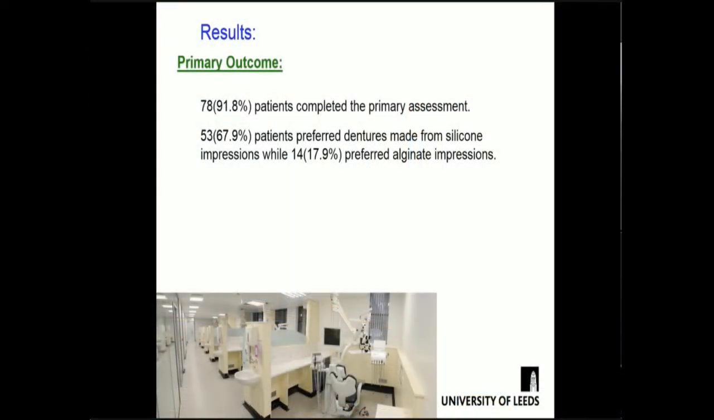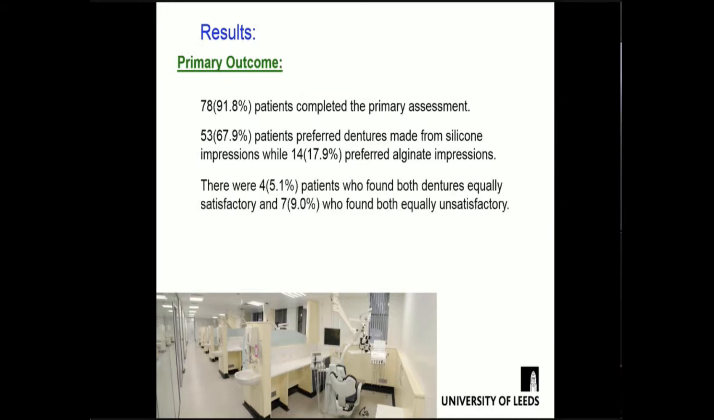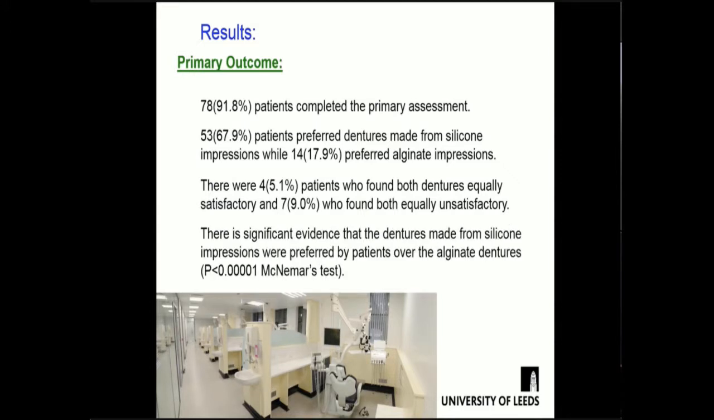Over 90% of the patients got through the trial. 53 patients, that's 67-68% of patients, preferred dentures made from silicone, while 14, which is 18%, preferred alginate impressions. So not all one side or the other, but there's a large preference there. Four patients found both dentures equally satisfactory, and 7 found both dentures equally unsatisfactory. That's life, I'm afraid. So the difference here is really quite significant. Count the noughts on the p-value there. It is a big, statistically important difference.